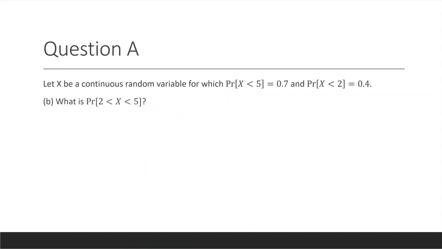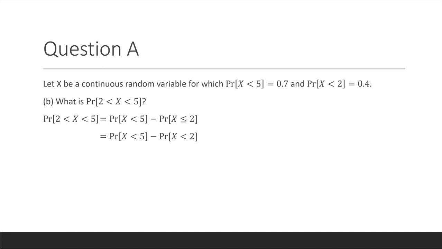How about the probability that x is greater than 2 and less than 5? Well, we can split this up into the probability that x is less than 5 minus the probability that x is less than or equal to 2, I apologize.